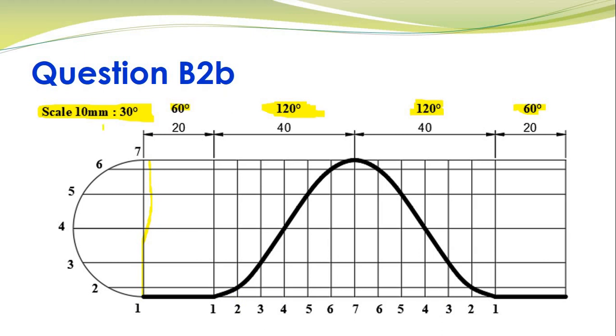So 10 mm represents 30 degrees. So how much is 60 degrees? So 60 degrees is basically 20 mm. 120 degrees is 40 mm. And then finally 60 degrees is again 20 mm.